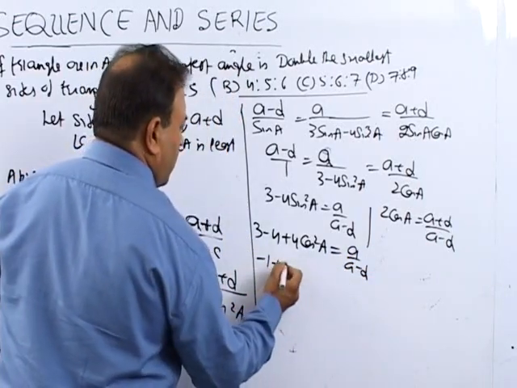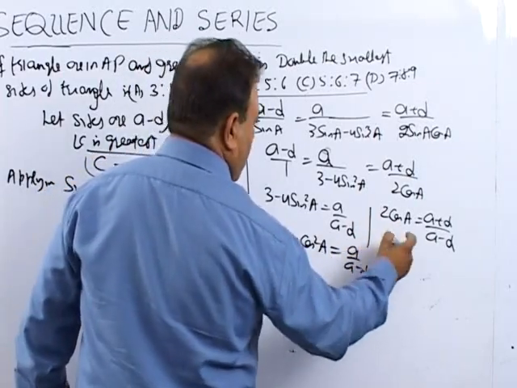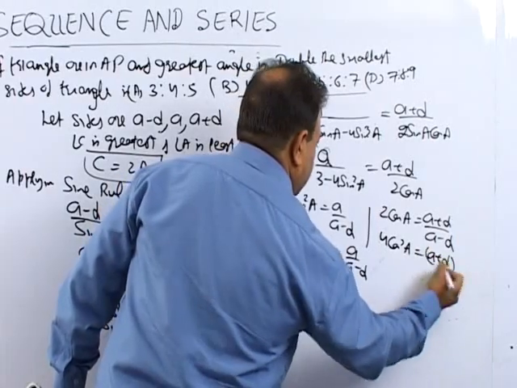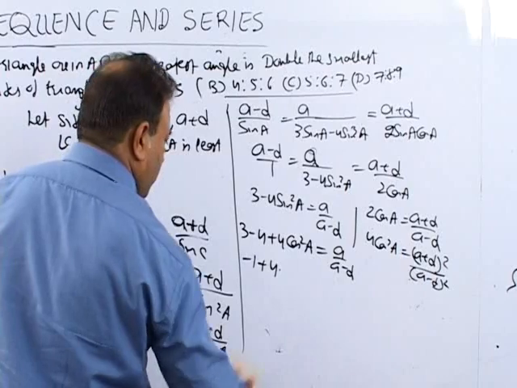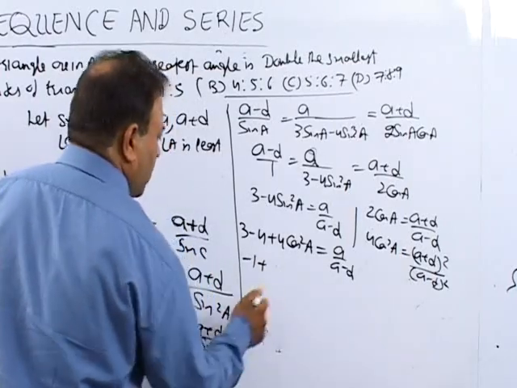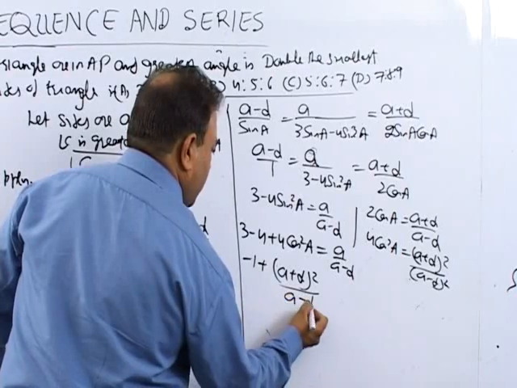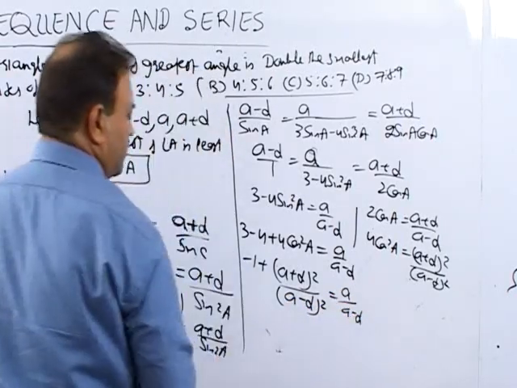It is minus 1 plus 4 cos square A, with the value of cos A substituted over here. It is 2 cos A, so 4 cos square A is equal to what? (A plus D) the whole square upon (A minus D) the whole square. I got it: the value of 4 cos square A comes out as (A plus D) the whole square upon (A minus D) the whole square. It is A upon (A minus D).